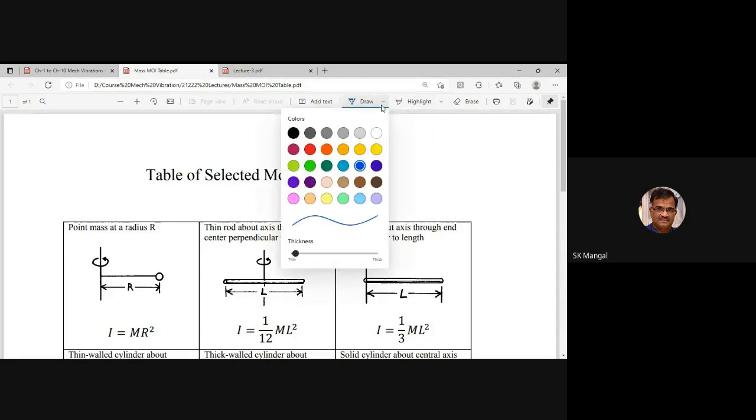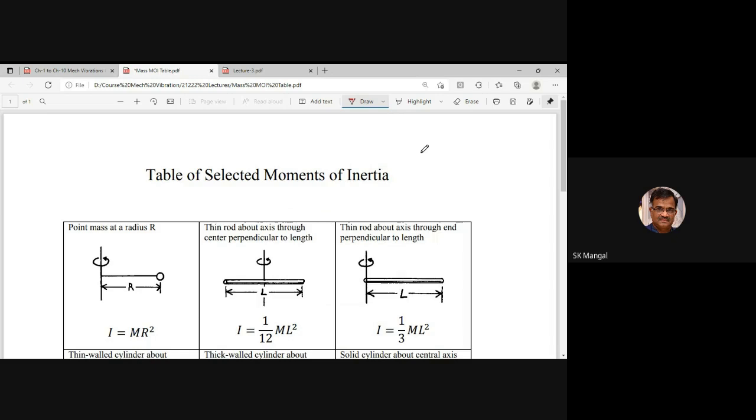So here I am discussing the moment of inertia. Generally, you know the moment of inertia are basically two types. One is mass and second one is area. You have already studied both these moment of inertia in your first year in engineering mechanics.